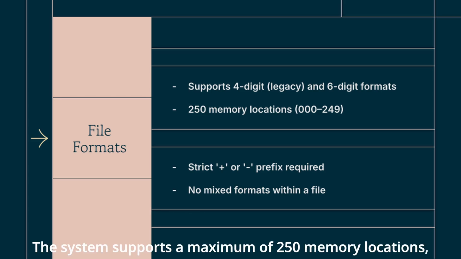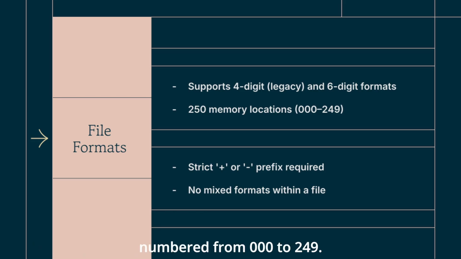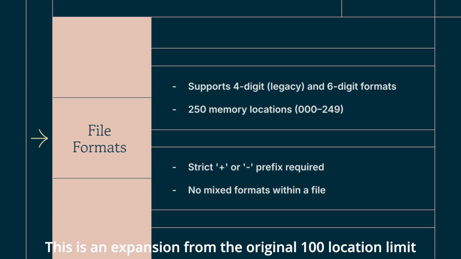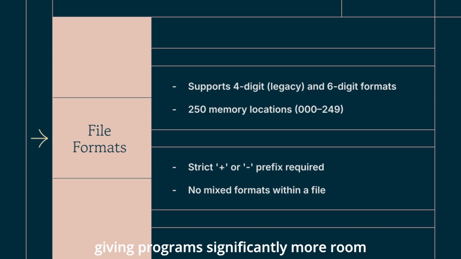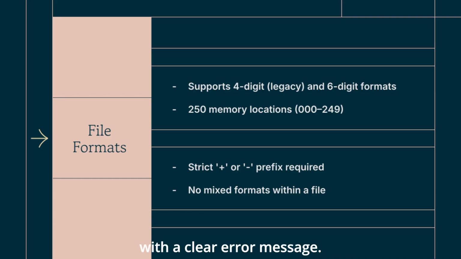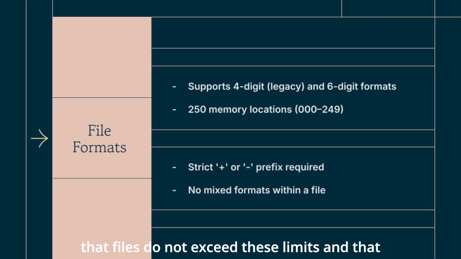The system supports a maximum of 250 locations, numbered from 0 to 249. This is an expansion from the original 100 location limit, giving programs significantly more room to store instructions and data. Any instruction that references an address outside of this range is automatically rejected with a clear error message. We enforce strict validation rules to ensure that the files do not exceed these limits and that formats are not mixed within a single file.